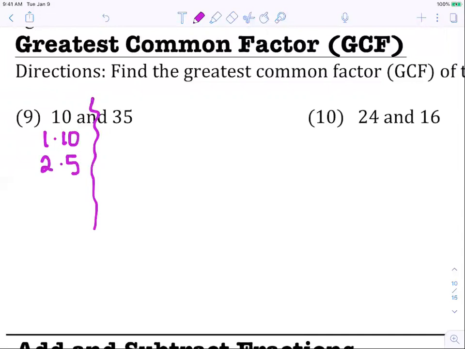Now 35 on the other hand, if I'm going to go through and find all the factors of 35, we always start with 1 and itself. 1 times 35 is going to be one of the factor pairs. And this one actually only has one other. If I divide 35 by 2, I get a decimal, not a factor. 35 divided by 3, decimal, not a factor. 35 divided by 4 is also a decimal, therefore not a factor.